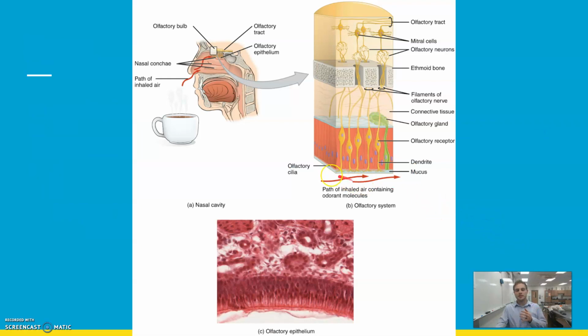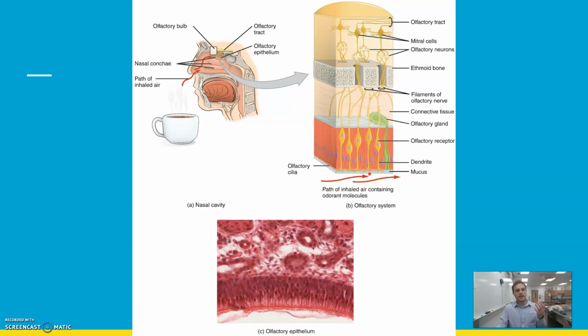So here's a little bit better example. So this would be like the top of your nasal cavity. You can see the inset being drawn out here. And so air is coming through, passing through your nasal cavity. Different molecules that you have in the air will become trapped in the mucus.